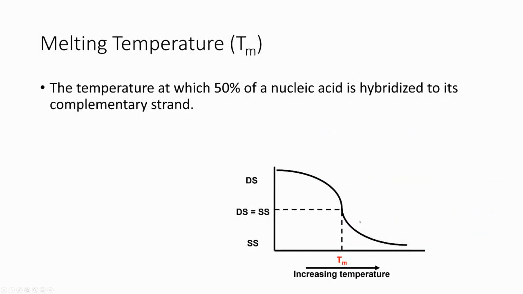The binding of the probe to the target sequence depends on the melting temperature. You can see this curve here. The melting temperature is defined as the point where 50% of the population is double-stranded DNA and 50% is single-stranded DNA, so you can see DS equals SS. At this point, the temperature is the melting temperature, Tm.